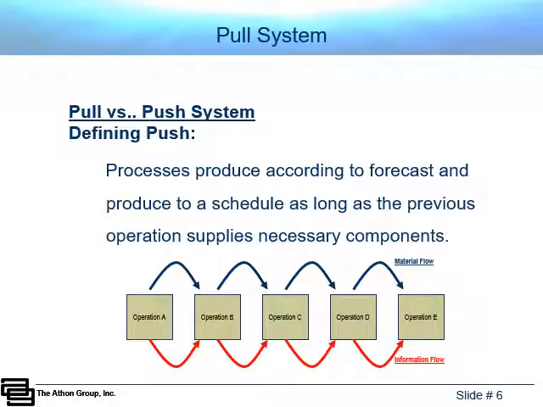A push system, on the other hand, has both the material flow and the information flow going the same direction. This is when a process produces according to a forecast or a schedule. As long as the previous operation supplies the necessary components, they'll keep producing, regardless of what's needed downstream. You can get into a situation where you just keep piling additional inventory onto downstream processes, and the signal remains the same. That is, it's coming from outside of that process.